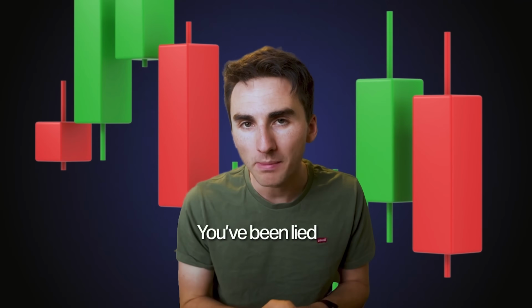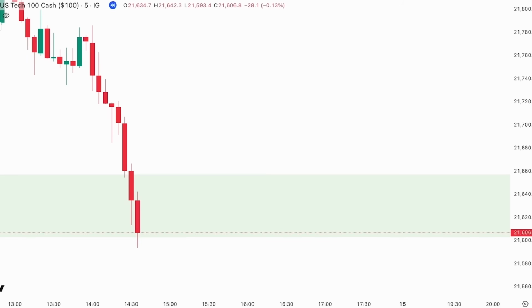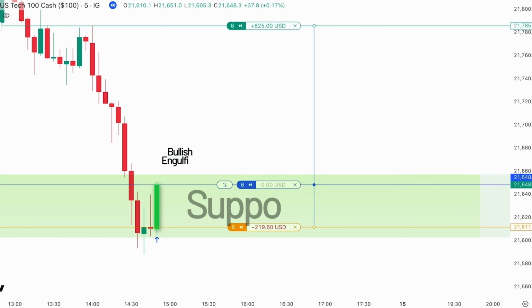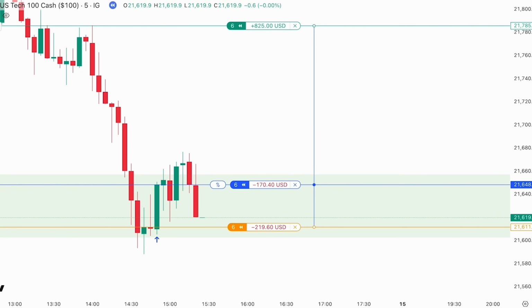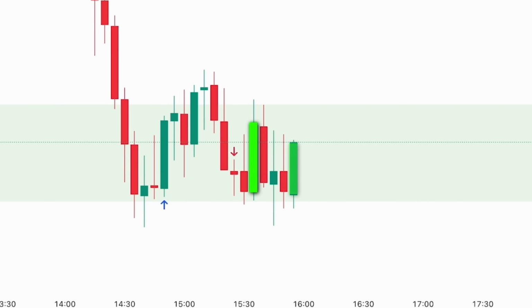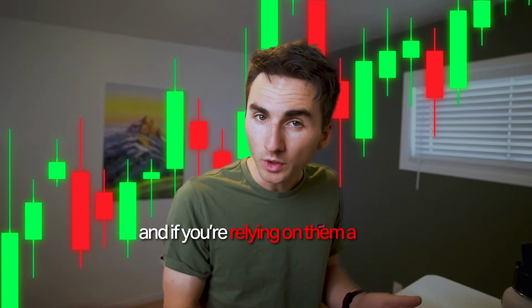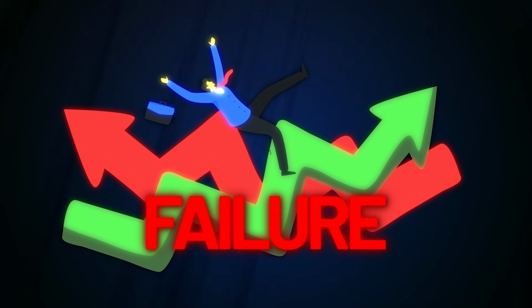You've been lied to about candlesticks. Question for you. This is the perfect buying signal, perfect zone. Is it gonna go up from here? Is it this pattern, or this one, or this one? Most traders get it wrong. Candlesticks only tell half the story, and if you're relying on them alone, you're setting yourself up for failure.